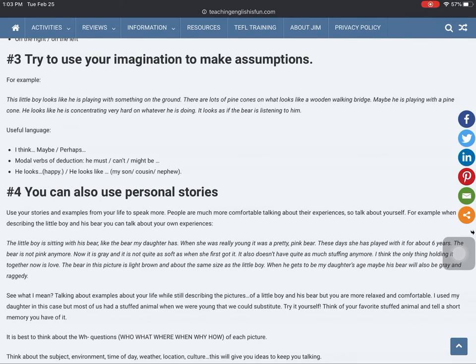So the little boy looks like he's playing with something on the ground. There are lots of pine cones on what looks like a wooden walking bridge. Maybe he is playing with a pine cone. He looks like he is concentrating very hard on whatever he is doing. It looks as if the bear is listening to him.